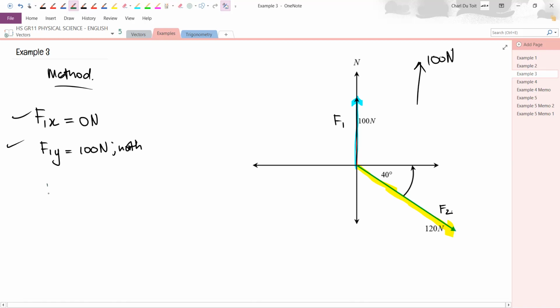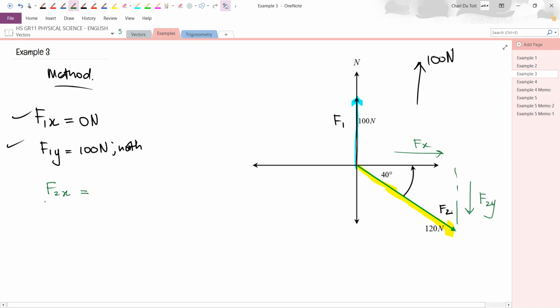If I use green, can you see this? The force 2. Yeah, I can see that. Okay. So this green force, or the second force, it does have a horizontal or an x component because it's pulling to the right. And it does have a downwards component because it's pulling downwards. So we're going to work out both of those forces.